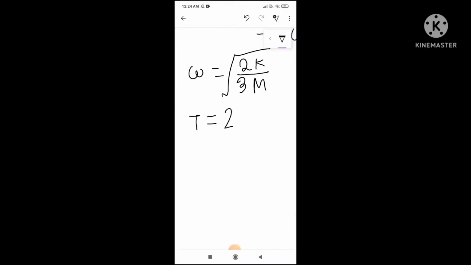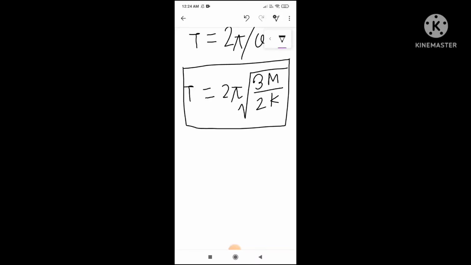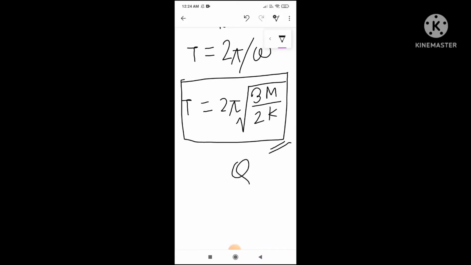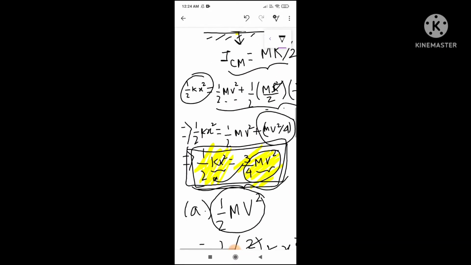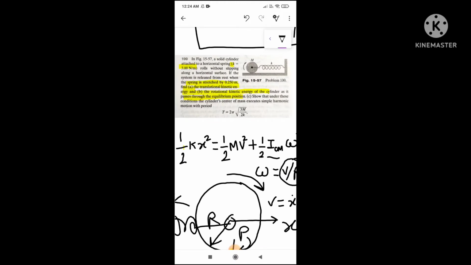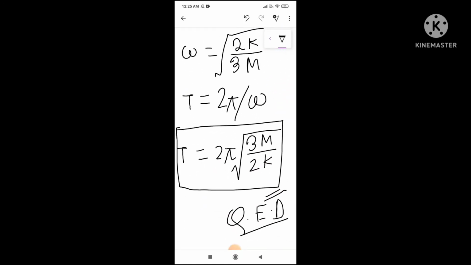and we know time period is 2 pi by omega. So the time period becomes T equals 2 pi square root of 3m by 2k, and hence we have proved that the center of mass of this cylinder is executing simple harmonic motion. Show that under these conditions, that last part, the cylinder COM executes simple harmonic motion with this much period. This was the time period. If you check, this is what we are getting. This is our final expression.